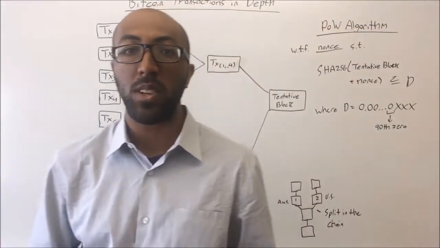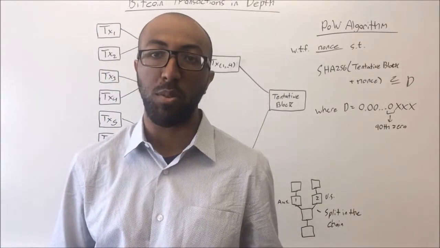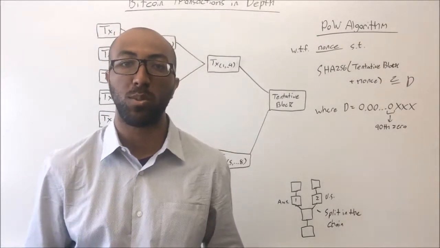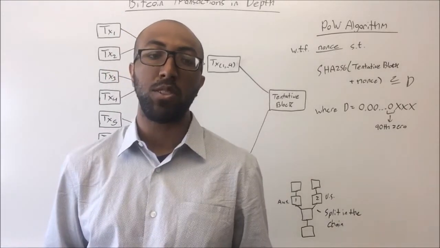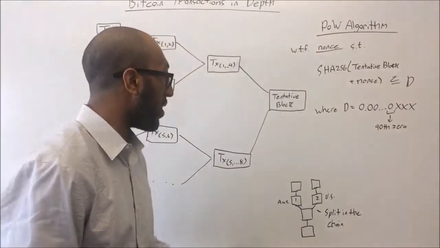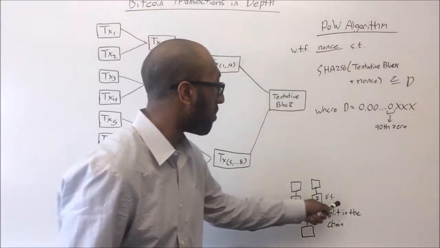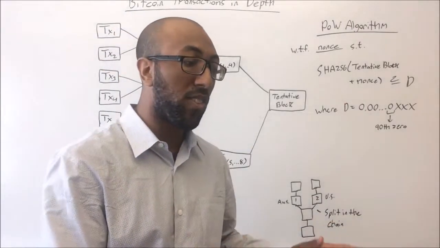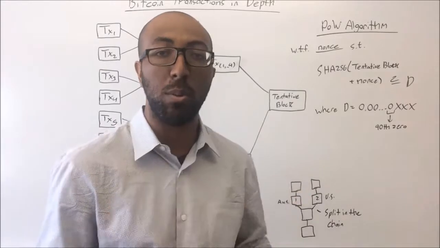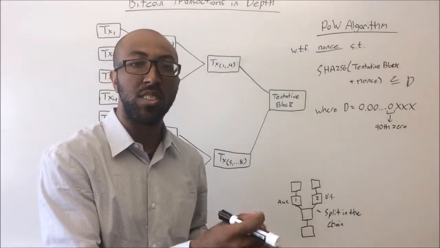Now before I end this video, I want to discuss what would happen if two miners or two different pools found a solution to the proof of work algorithm simultaneously. One thing that could happen is you could have a miner in Australia come up with a solution at the exact same time as a mining pool in the US comes up with a solution. So they both find the solution at the same time from a global perspective, but they're located in two different parts of the network.